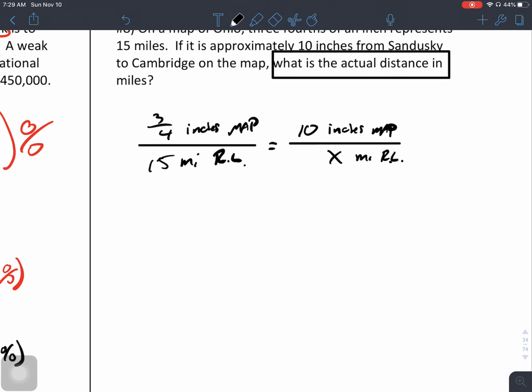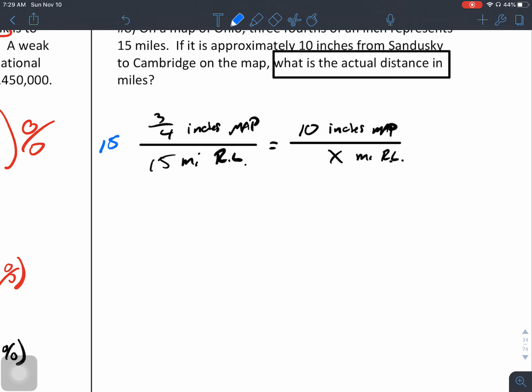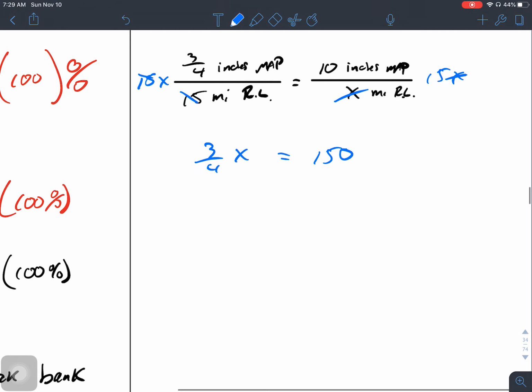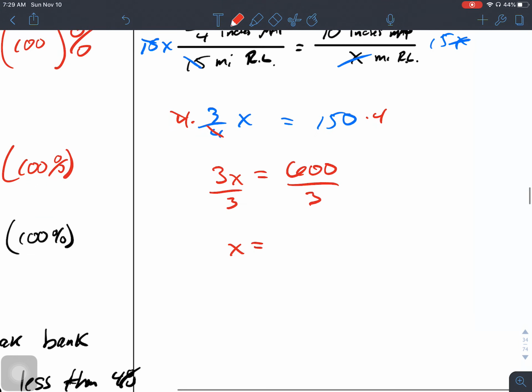Solving this little fella, we could multiply both sides by 15 and x. That cancels the x's on the right, cancels 15's on the left. It's going to give us 3/4 x on the left and 150 on the right. Oh, we still got fractions. Let's multiply both sides by 4. On the left, the 4's cancel. We get 3x. On the right, we're going to get 600. If we then divide both sides by 3, we're going to get x is 200.